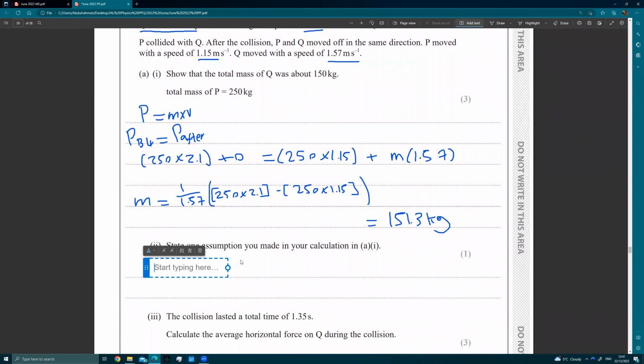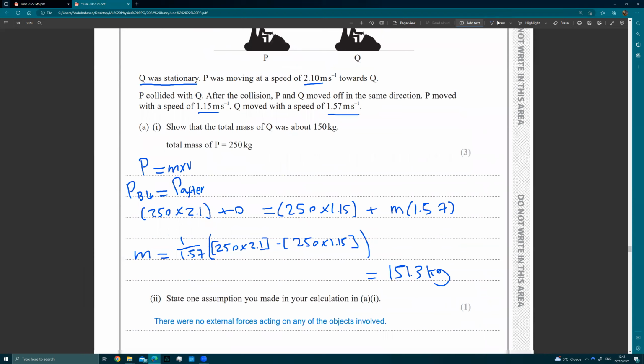State one assumption you made in your calculation, or for any sort of momentum question that uses the conservation of momentum. The assumption is that the collision was in a closed system. Another way to say that is there are no external forces acting on any of the objects involved, or any of the cars involved in this scenario.